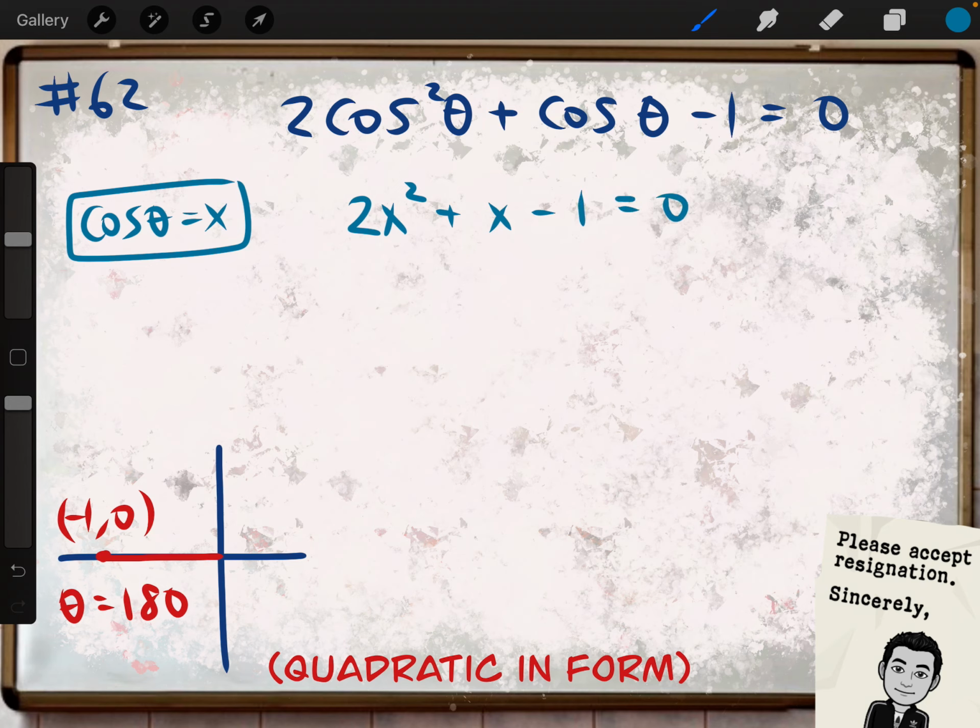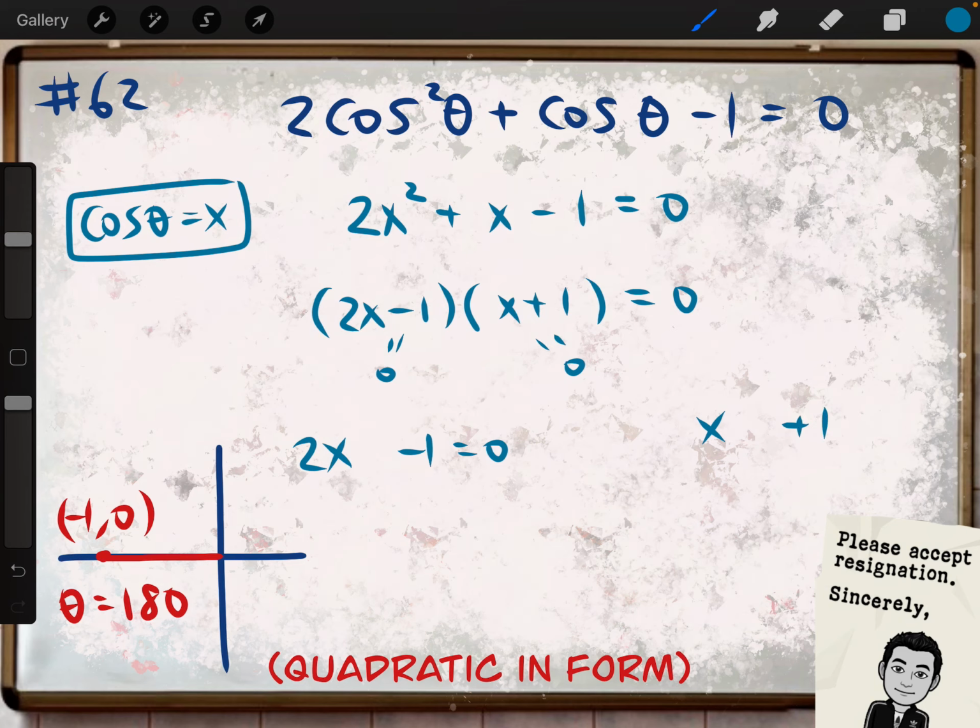In this case, you can just go ahead and factor it. So it's going to be 2x minus 1 times x plus 1 equals 0. Due to the zero product property, you're going to set each one of the binomials equal to 0. So we have 2x minus 1 equals 0 and x plus 1 equals 0. You see that I purposely put the x away from the positive and negative, because I'm going to rewrite the x back to cosine theta.